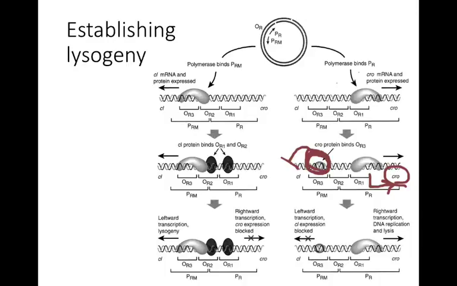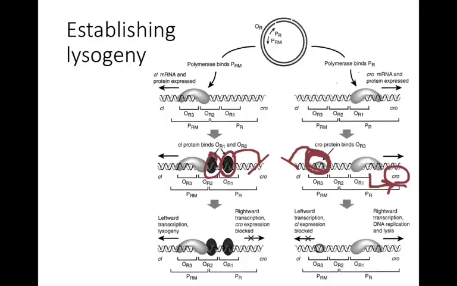In the other case, C1 will bind to OR1, 2, and 3. It binds to OR1 the weakest and OR3 the strongest. And when this particular C1 protein binds to OR1 and OR2, these binding sites will inhibit the transcription of Cro.